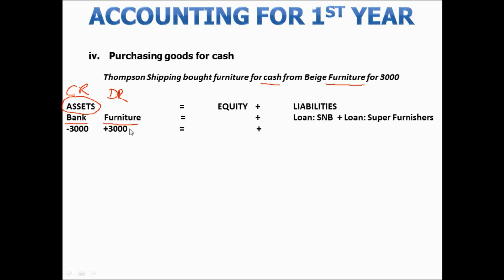Then we need to make sure that the amounts correlate with each other. We can see that we have 3,000 Rand adding to the assets on the debit side, and we have 3,000 Rand decreasing from the assets on the credit side. Then also, as usual, we need to remember the date of the transaction, the name of the contra ledger account, and also the folio number of the subsidiary journal.